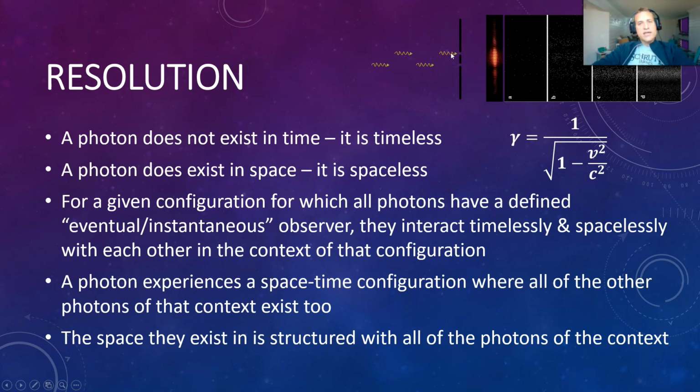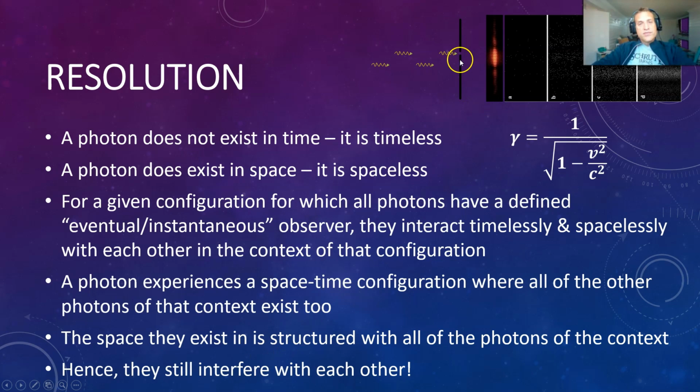So what does that tell you then? Hence, they still interfere with each other, because they still see each other, because they see everything else that ever existed in that configuration. So of course, when you have the flood of photons, when there's billions of photons going through at the same time, you just think, oh, they're interfering with each other because there's enough of them in the present moment to do that.